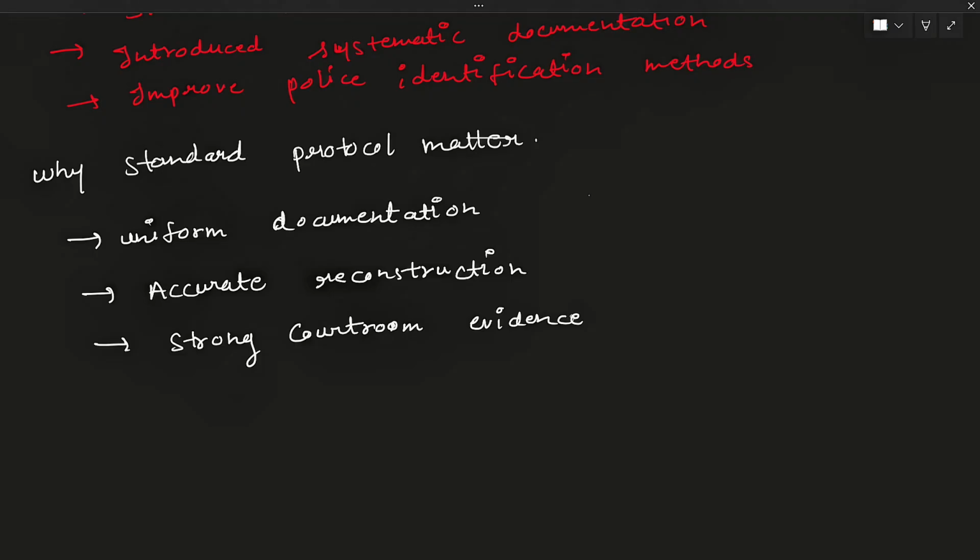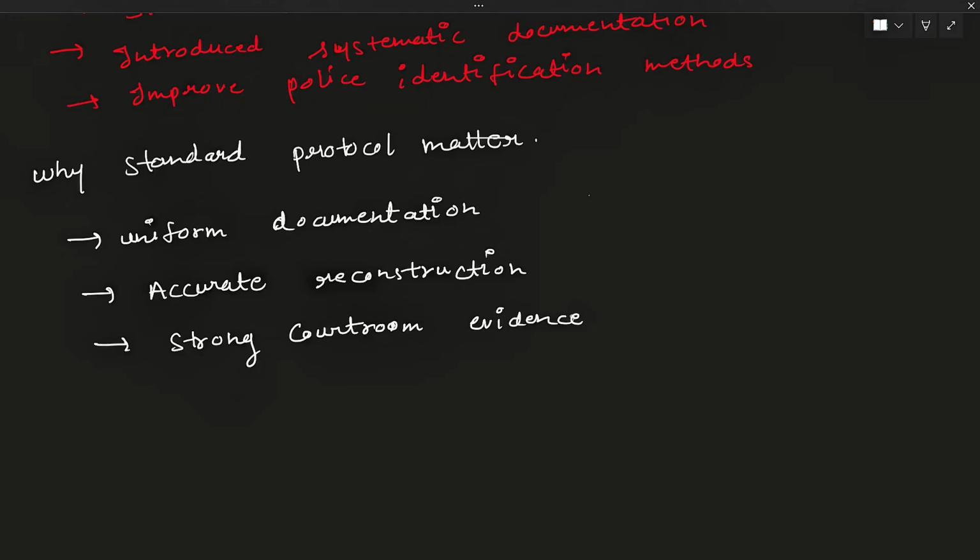Imagine a crime. A knife lying beside the victim. If one investigator photographs it from 2 meters away and another from only 20 centimeters away, without any reference scale, the apparent size of the knife may look completely different. So the lawyer could argue that the photograph was misleading. However, if every investigator follows a standard method, such confusion is avoided completely. This is exactly why Bertillon's work was revolutionary.